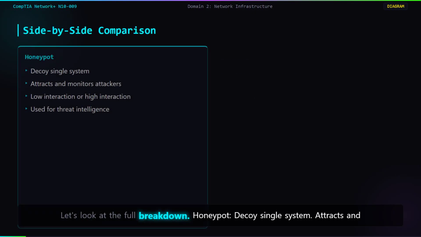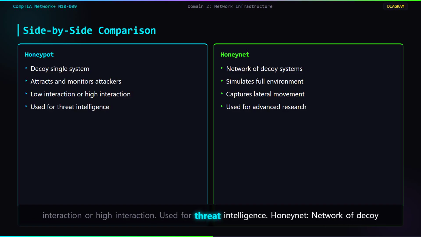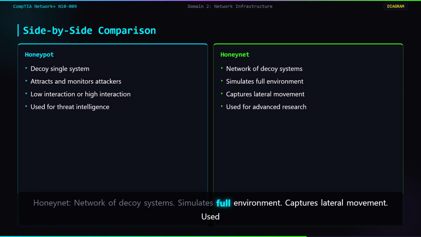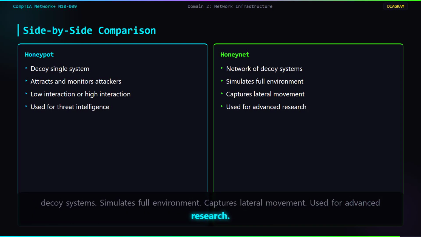Let's look at the full breakdown. Honeypot: decoy single system. Attracts and monitors attackers. Low interaction or high interaction. Used for threat intelligence. Honeynet: network of decoy systems. Simulates full environment. Captures lateral movement. Used for advanced research.